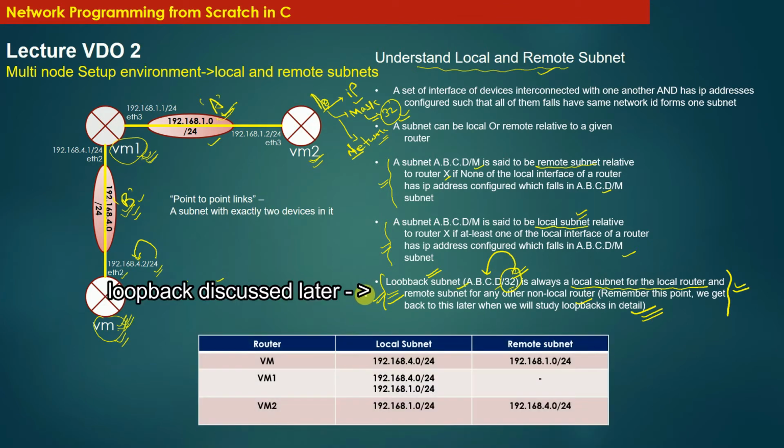So let us see in this table, for a router VM, what is the local subnet? The local subnet is the subnet B. And what is the remote subnet? The remote subnet is the subnet A. And for the router VM1, what is the local subnet? Both A and B are local subnets. And there is no remote subnet. And for the router VM2, the local subnet is the subnet A and the remote subnet is the subnet B. So this is how we identify the local subnet and remote subnets with respect to a given router.